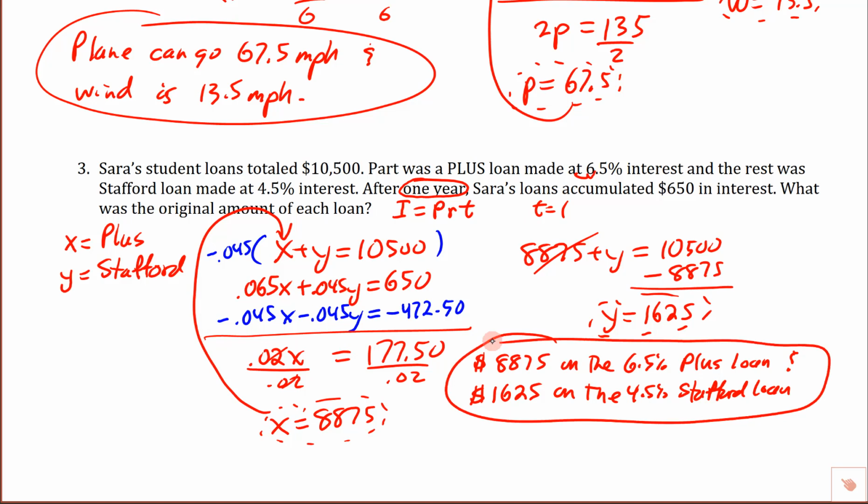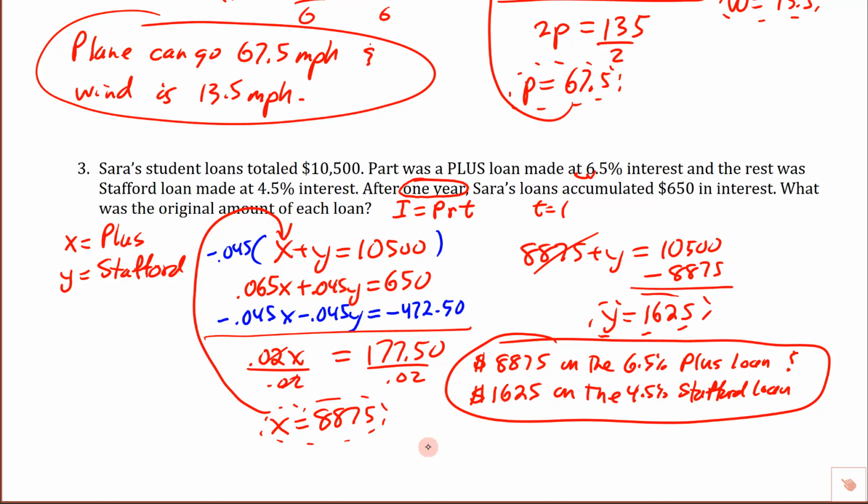Okay, so we've got that taken care of. And remember, we did solve for x and y, but we put it back in terms and wrote it in words as far as what the answer was here. Now, you could double check and make sure that you got this right. We know that we're pretty sure that we got this one right using that equation right there. We plugged back in and we figured out what that y was, 1625. So we know that these two add up to the 10,500, but you could double check this by taking the 0.065 times the x, which was 8875, and the 0.045 times the y, which was 1625.